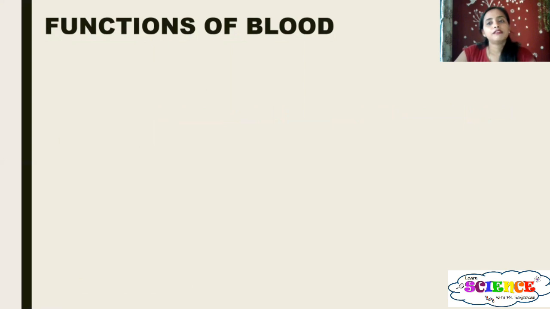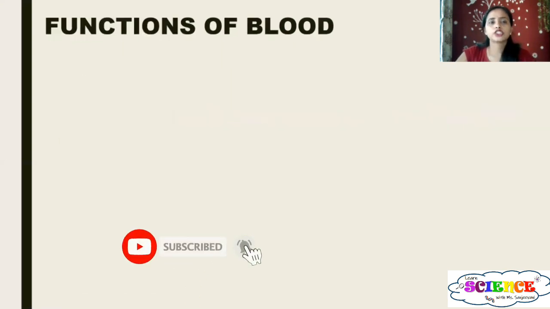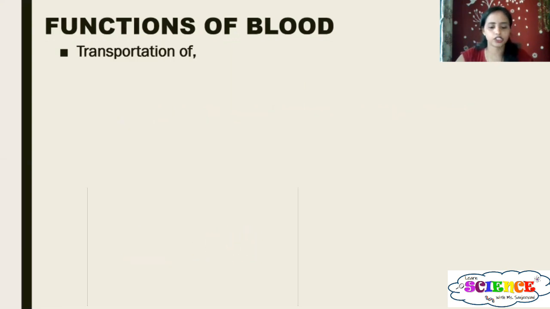Now let us talk about the functions of blood. So those were the properties of blood. Now, functions of blood. There are two basic functions of blood. One is transportation and the second is protection. First we will understand transportation.